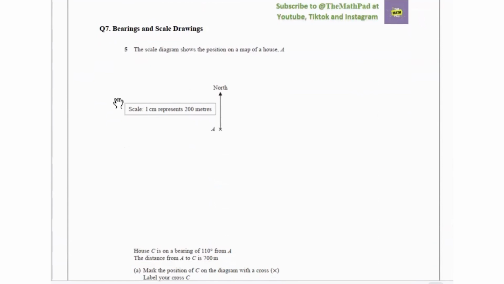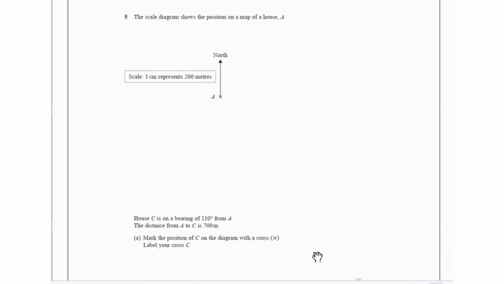Then bearings and scale drawings, this did not come in paper 1 as far as I know. So I thought it would be important to mention this over here. Very basic question, nothing complicated. It says that the scale diagram shows the position on a map of a house A. The scale for this is that 1 centimeter represents 200 meters. They have shown us point A. House C is on a bearing of 110 degrees from A. The distance from A to C is 700.